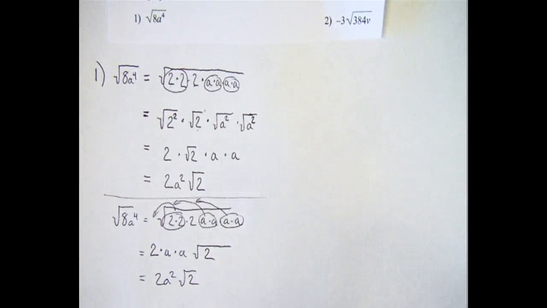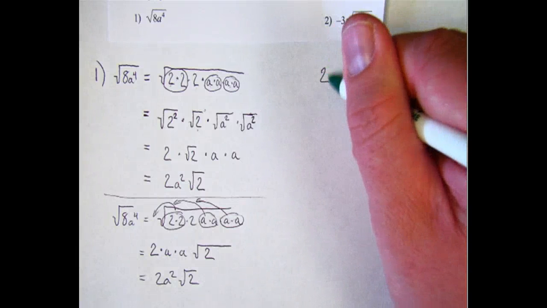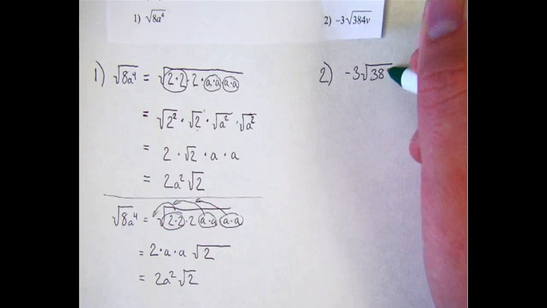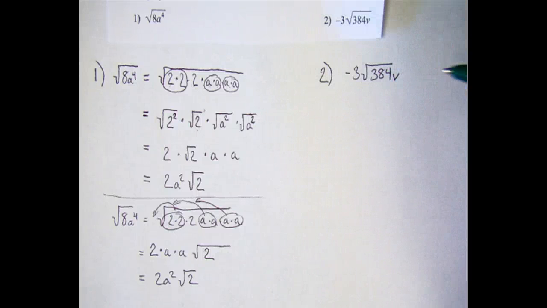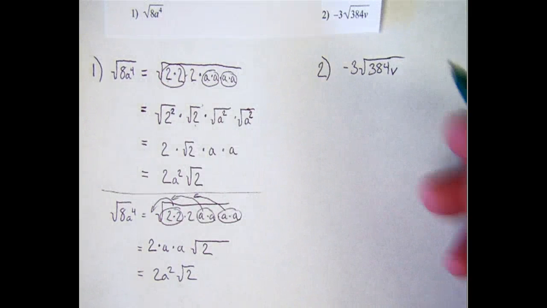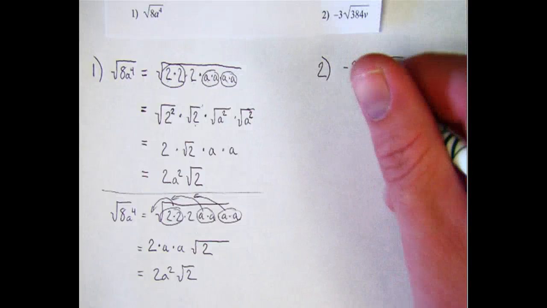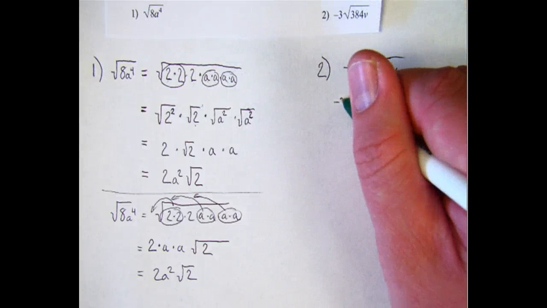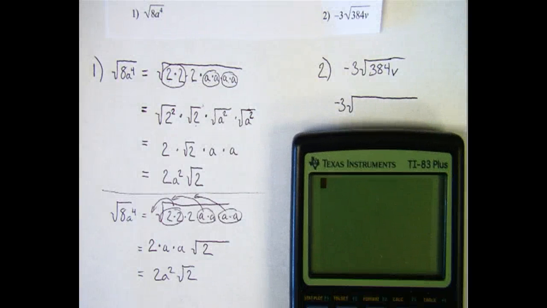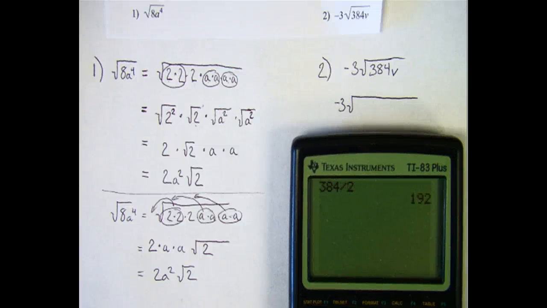All right, let's look at number 2. Number 2, we have negative 3 times the square root of 384v. So what we're going to do is get the prime factorization of this just as we did before. And I'll go ahead and do that down here. Let's get our prime factorization of 384. It's a fairly large number, so this might take us a couple steps.